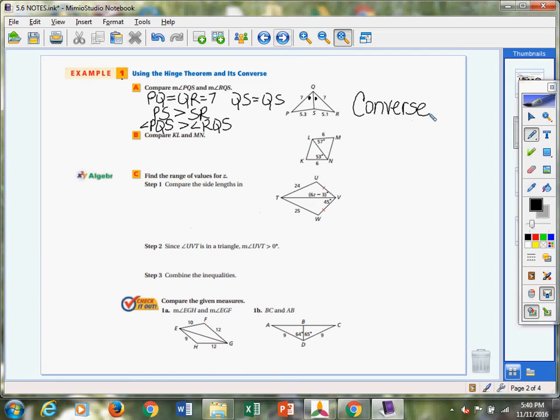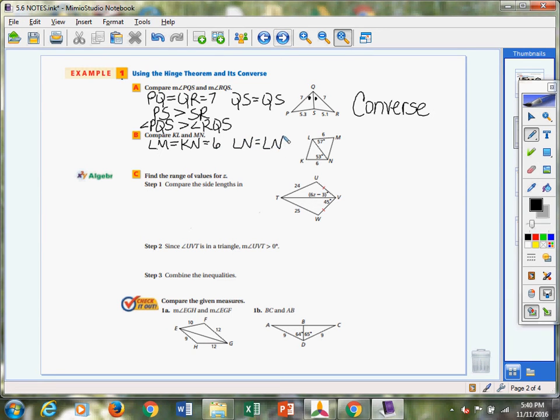Okay, so let's look at letter B. Compare KL and MN. Okay, so let's figure out what we know. We know that LM is equal to KN because they're both equal to 6. We know that LN is equal to itself.